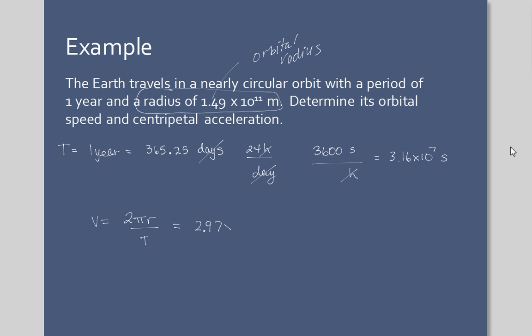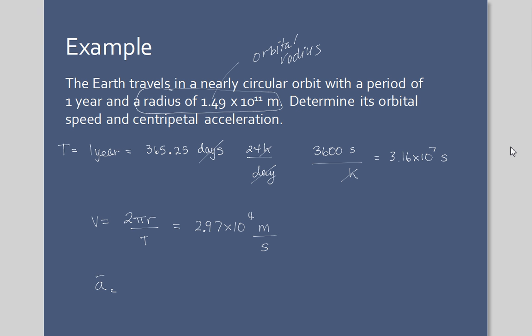So 2.97 times 10 to the 4 meters per second. Okay, so that's how quickly the Earth is hurtling around space. It's pretty fast. That's okay. We just go on our day-to-day lives, flying around space.